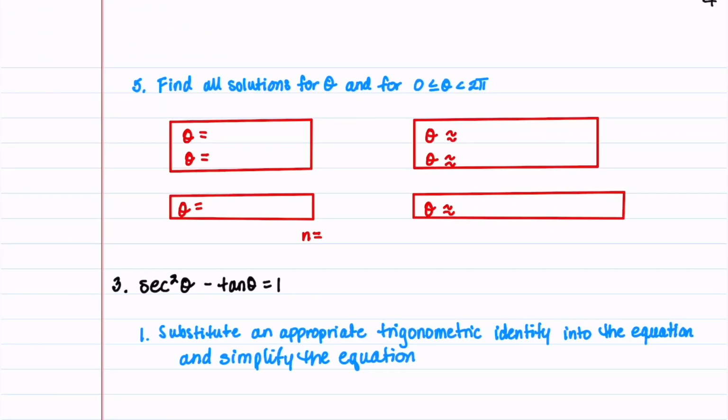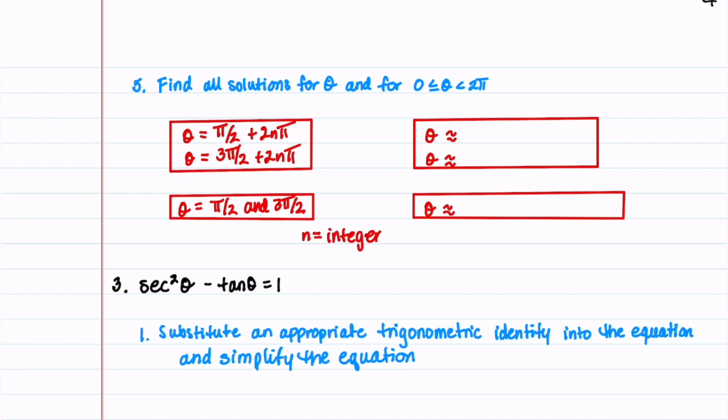To find all solutions for theta, we go back to our first equation, and we know that our solution was pi over 2 and 3 pi over 2. So our first theta is pi over 2 plus 2n pi, and our second theta is 3 pi over 2 plus 2n pi. And then between 0 up to 2 pi, we have theta is equal to pi over 2 and 3 pi over 2. And n is an integer.